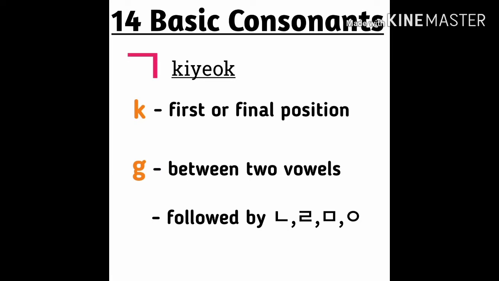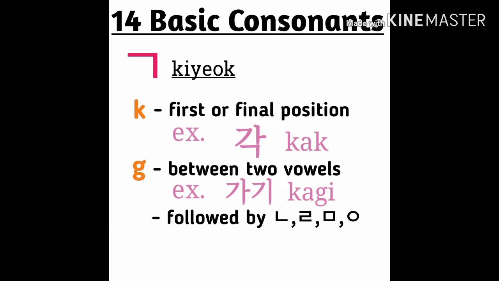Kyok, when it is in the first or final position, it will sound as K. For example, this word, because kyok is in the first and final position, we will read this word as kak. Okay? So another rule is when kyok is in between two vowels, it will sound as letter G. For example, this word. As you know, these two alphabets are vowels, and because kyok is in the middle, we will pronounce it as G. So this word is kagi.